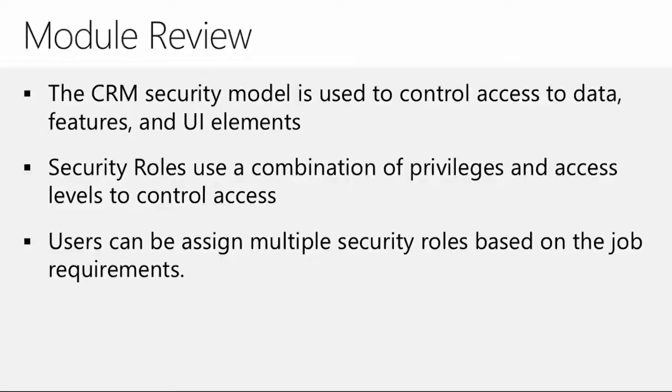So the Dynamics 365 security model is a critical component in any good implementation, because that's what you're really going to use to make sure that you're controlling access to whatever it is, whether it's data, features, UI elements, whatever the options are. Now, as part of that security situation, the security roles themselves use a combination of different access levels and privileges to control the specific access to what they're looking at. So you really need to look at, okay, who is this user? What are they going to be doing within that context of the application?